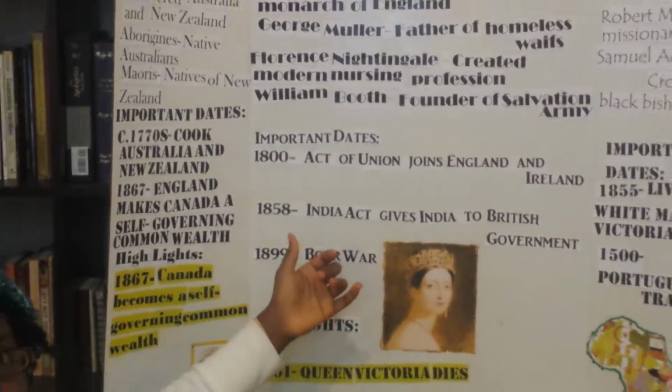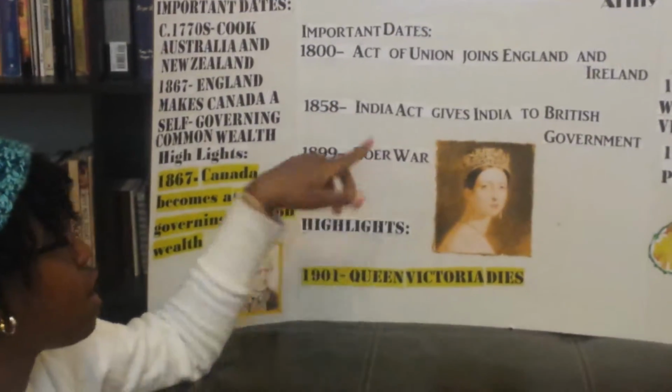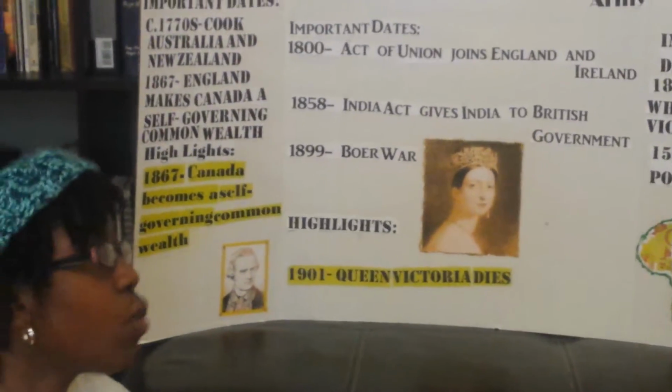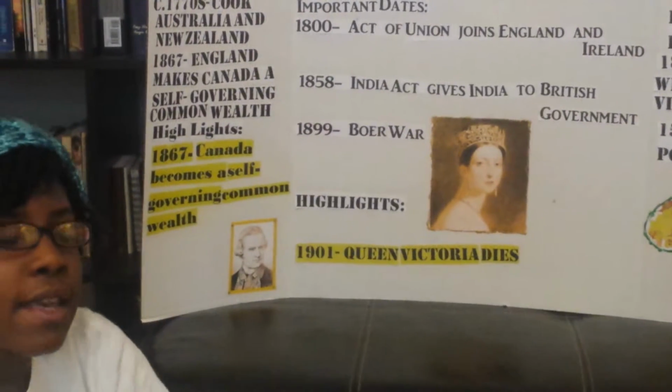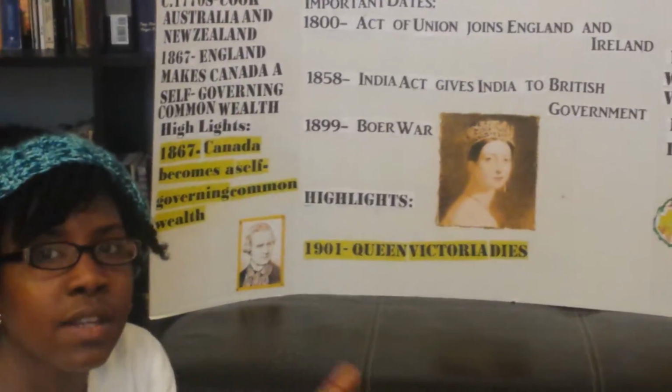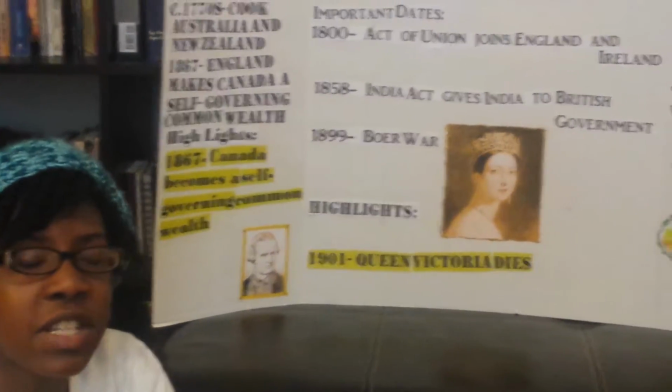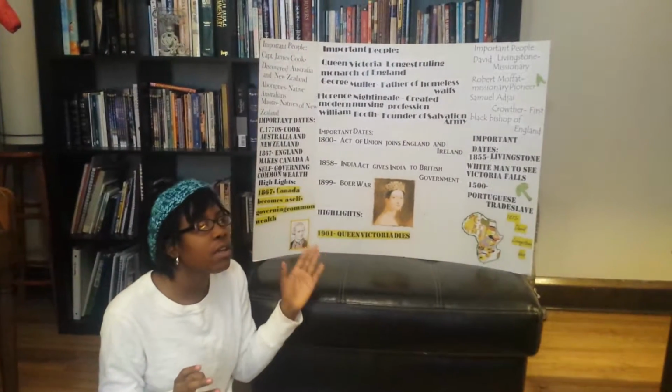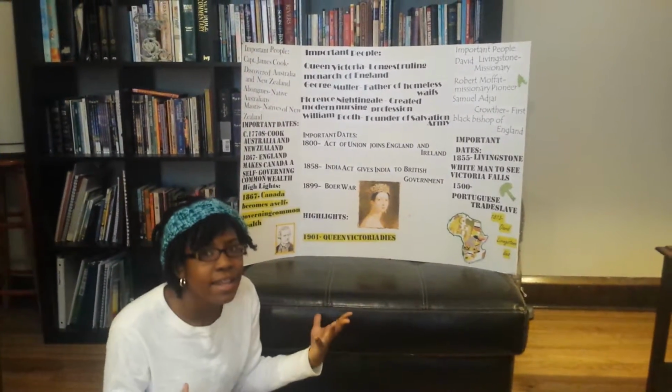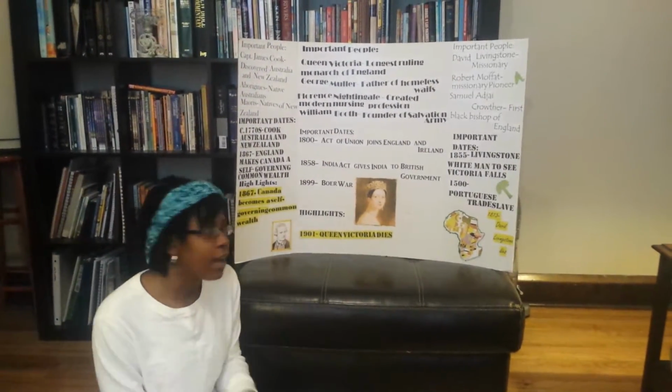Important dates during the Victorian Age would be 1800, where the Act of Union joins England and Ireland. See, Ireland was an Irish Catholic nation and England was a Protestant nation, and they are so close to each other that sometimes they have clashes with each other. And so this act kind of is a peace treaty, kind of.